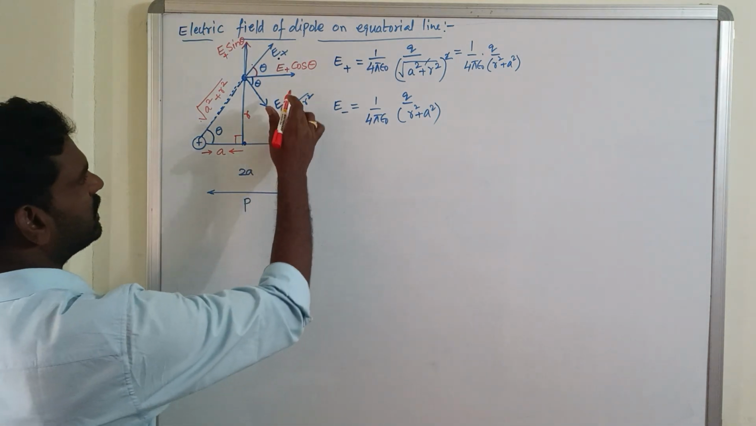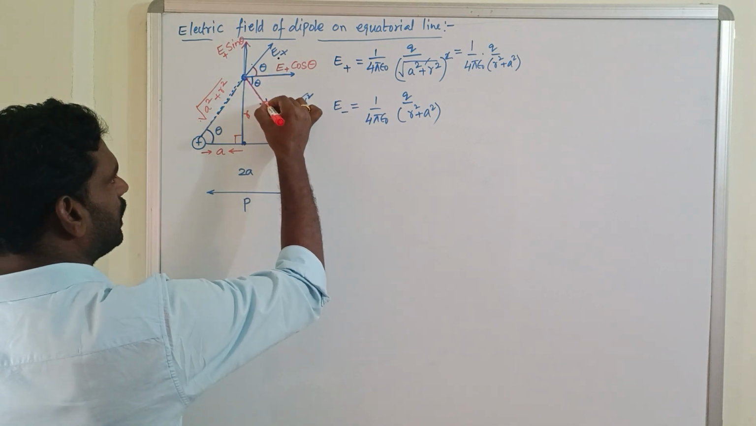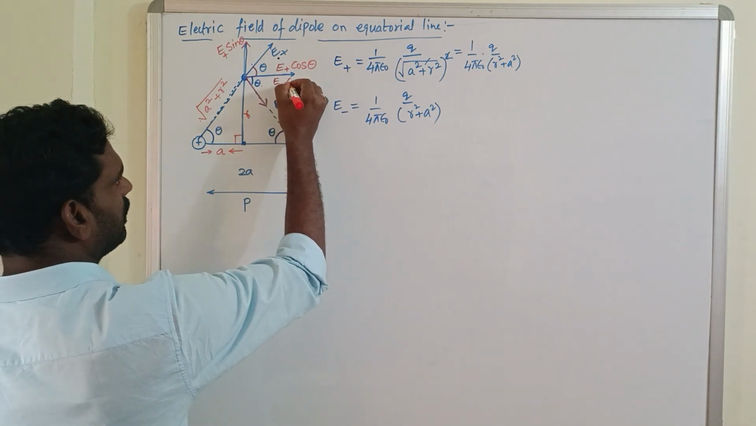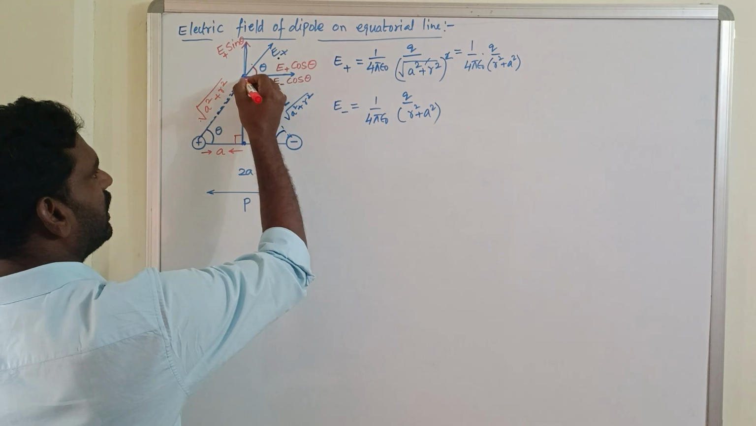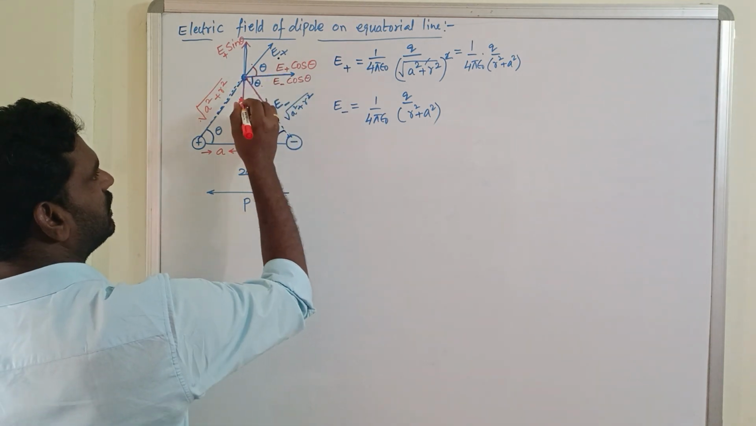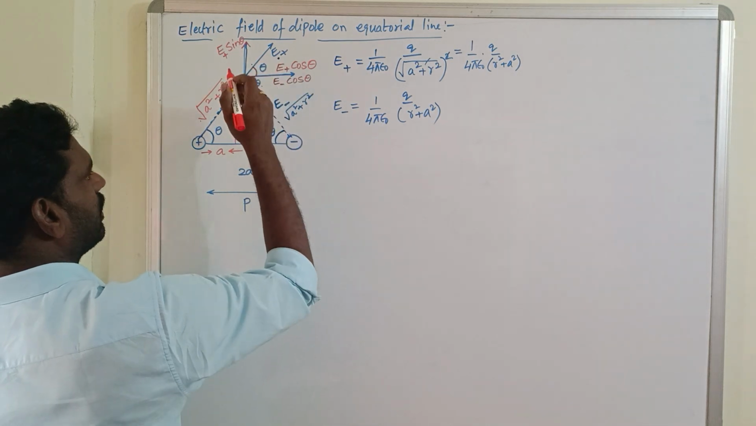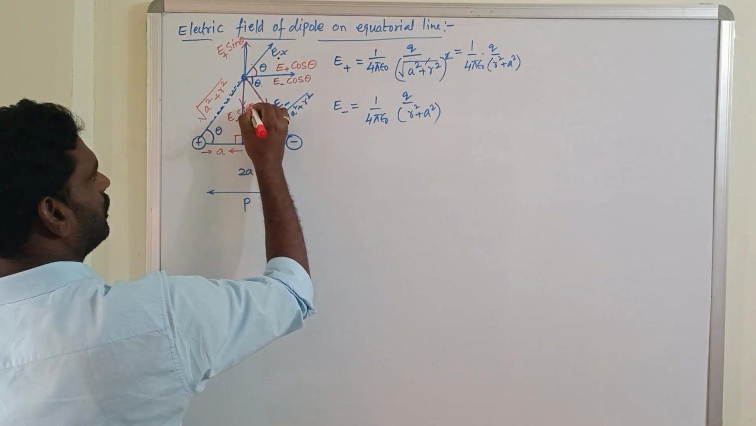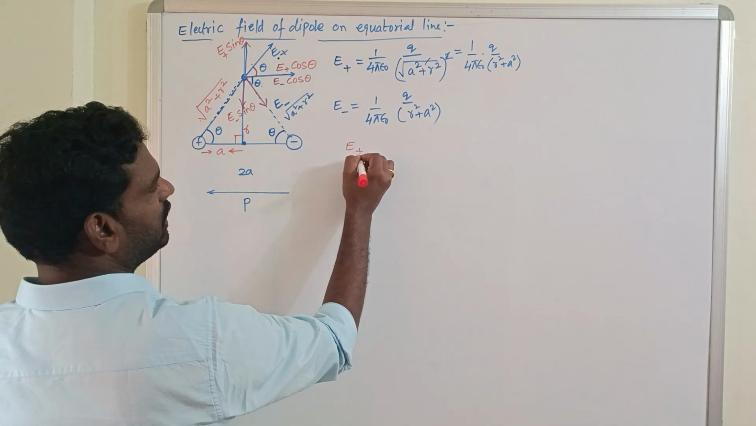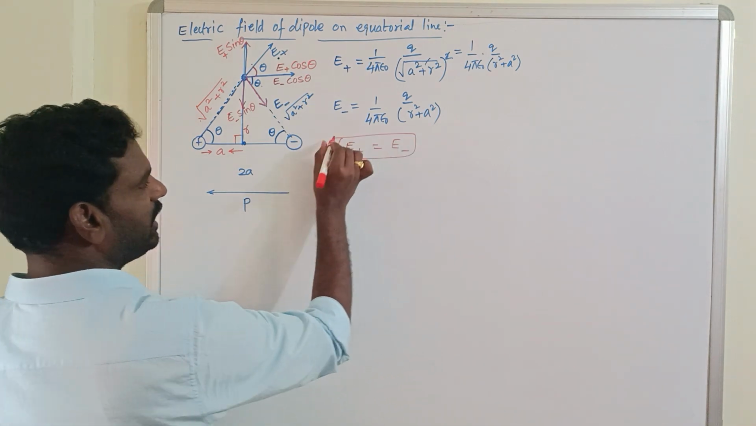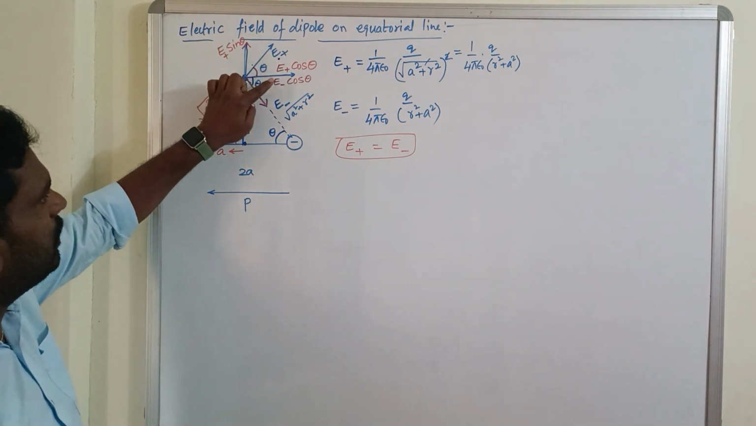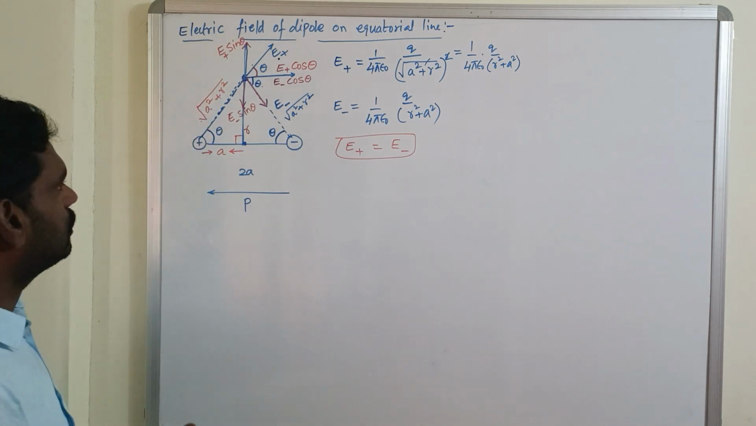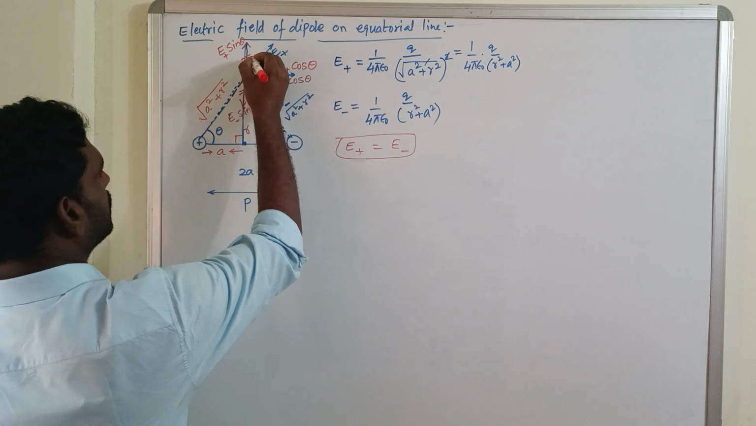Now I am resolving this E minus, and the angle is theta. This is the adjacent side, so I write E minus cos theta. In the opposite direction, I write E minus sin theta with the same length. We know the magnitude of E positive is equal to the magnitude of E negative. So E sin theta upward and E sin theta downward, theta is the same and magnitude is also the same. So these two cancel out.